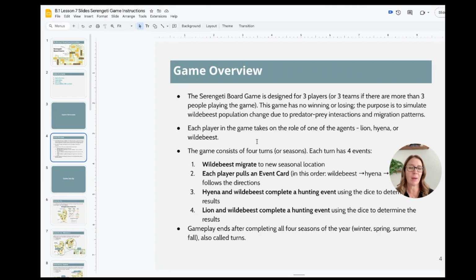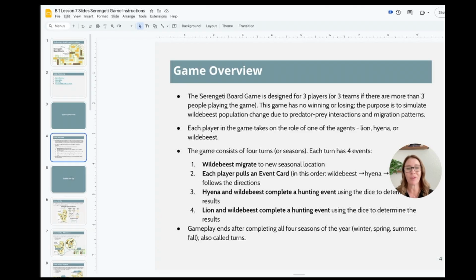Each player in the game takes 1 role of the agent. So each team will be a lion, a hyena, or a wildebeest. So there's 3 teams. The game consists of 4 turns or seasons. I'll show you the game board in a minute, but they're going to move from season 1 to season 2 to season 3 to season 4, the way the migration that we determined in the earlier lessons happens in the Serengeti. So the first thing that happens is the wildebeest are going to migrate.